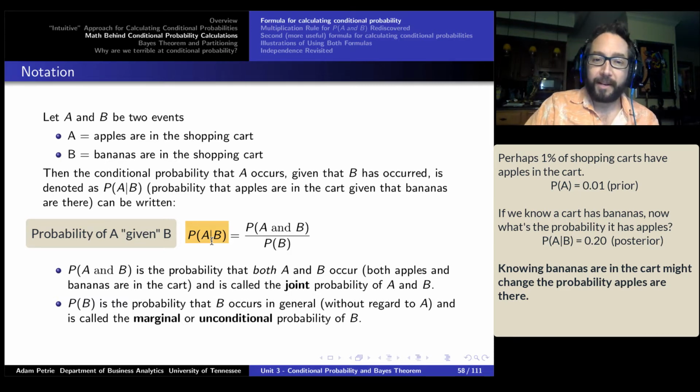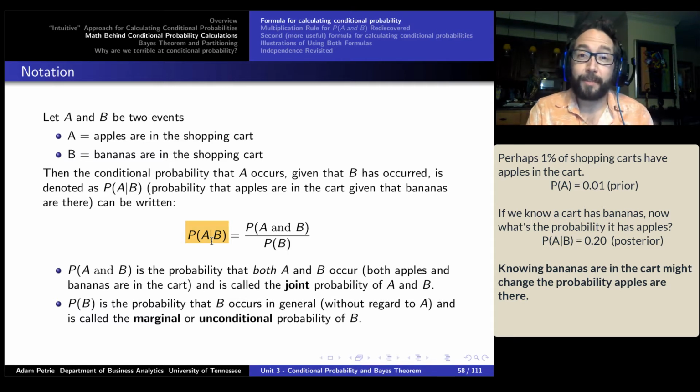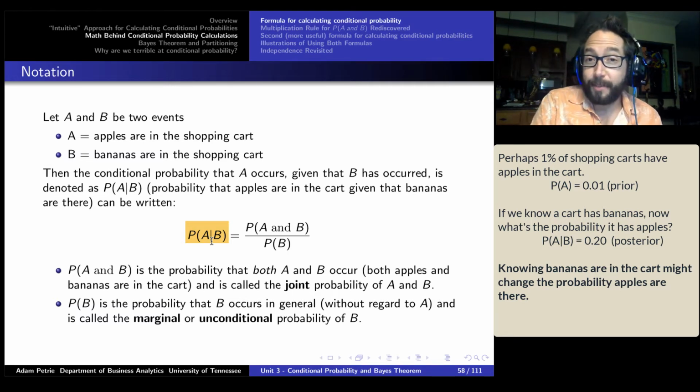So we might know maybe that 1% of all carts over at Kroger contain apples. The prior probability of finding apples is 1%. But the appearance of apples and bananas might be fairly strongly associated. So we might know that if a cart has bananas in it, maybe the posterior probability of finding apples is something like 20%. People tend to buy different types of fruit together.